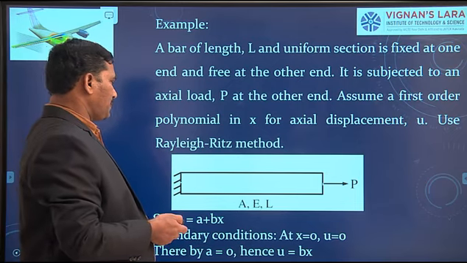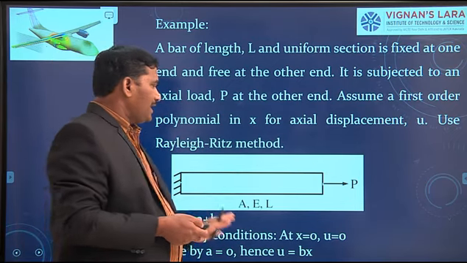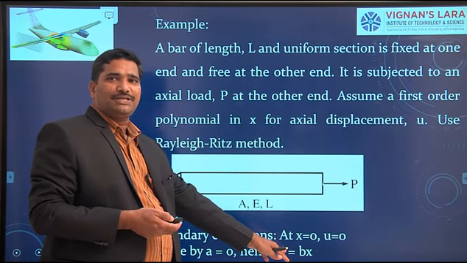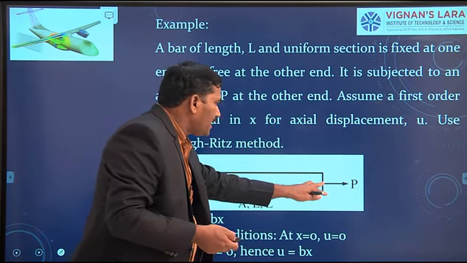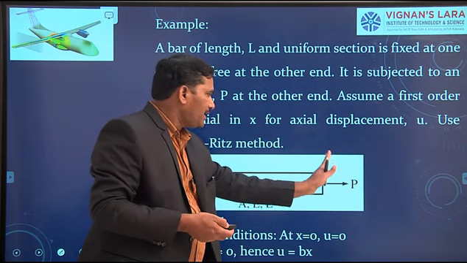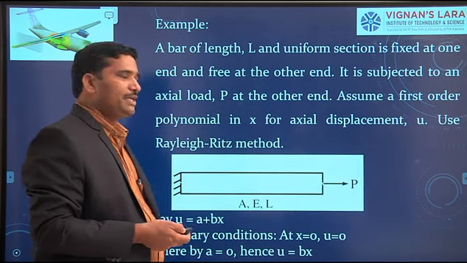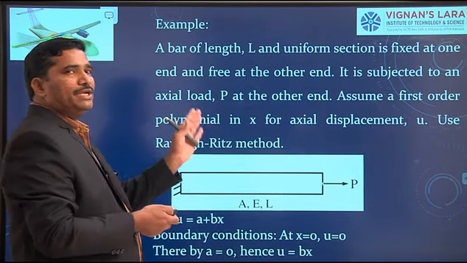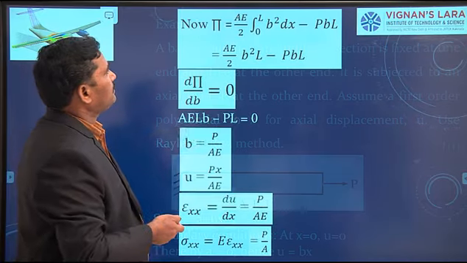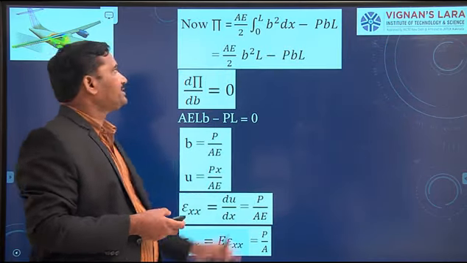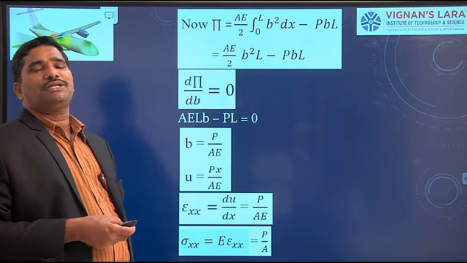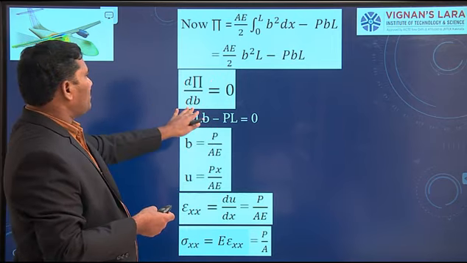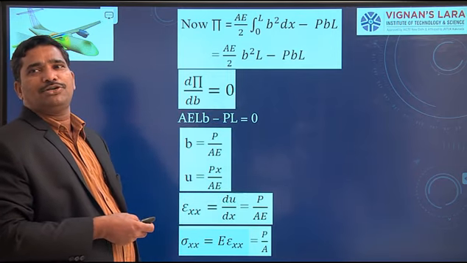So, what is the displacement? At x equal to L, you get the displacement at the free end under the action of the force P. This is the expression for displacement. Therefore, at x equal to L, what do I get? u equals bL. So, P into bL. Therefore, I get minus P into bL. This is the expression for the total potential energy, which has only one constant. Hence, differentiate pi with respect to b and equate to 0.